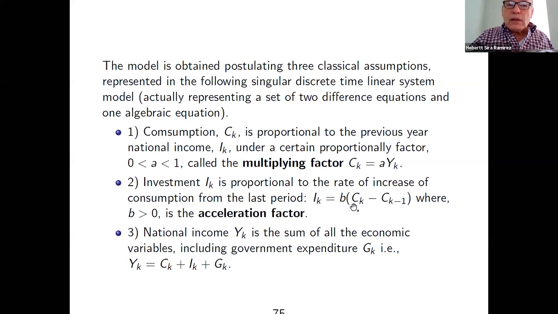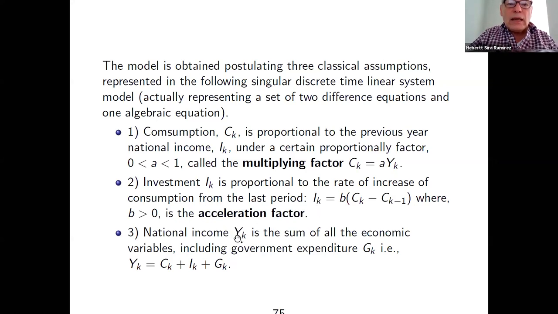So if you take the consumption in one year and the consumption in the period immediately preceding that one, this difference measures the increment of consumption. That increment of consumption defines the investment through a proportionality factor, which is a positive factor called the acceleration factor in Samuelson's terminology. So this is a nice equation, because it tells you that in order to stimulate investment, there has to be some sustained growth. Of course, if everything is in equilibrium, and the consumption is not growing, the investment is zero. So under equilibrium conditions, no growth of the consumption gives you no investment for that period.